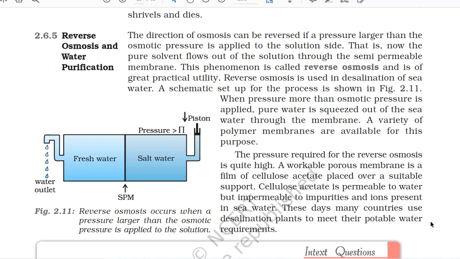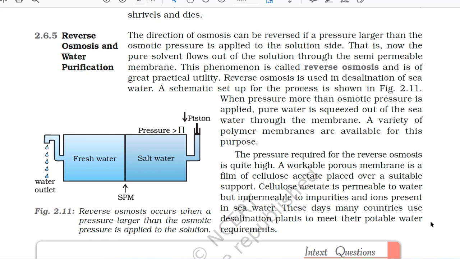2.6.5 Reverse osmosis and water purification. The direction of osmosis can be reversed if a pressure larger than the osmotic pressure is applied to the solution side. That is, now the pure solvent flows out of the solution through the semi-permeable membrane. This phenomenon is called reverse osmosis and is of great practical utility. Reverse osmosis is used in desalination of seawater.